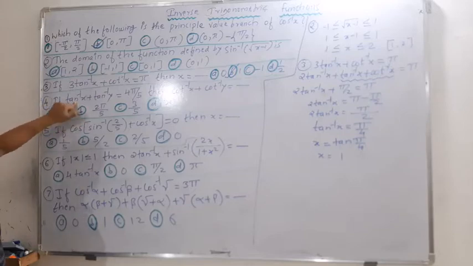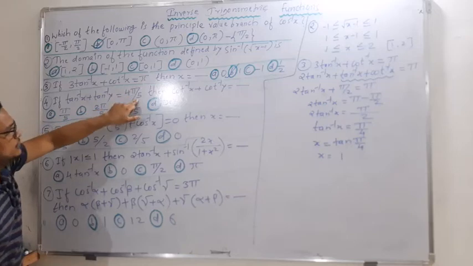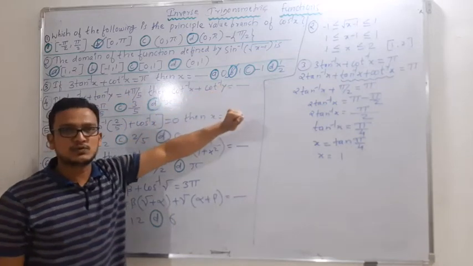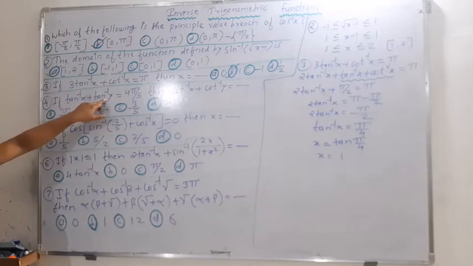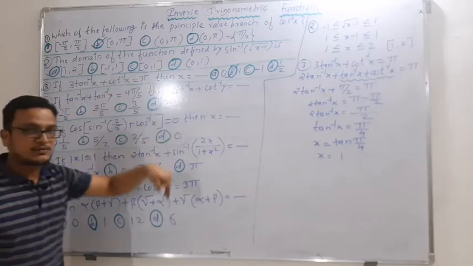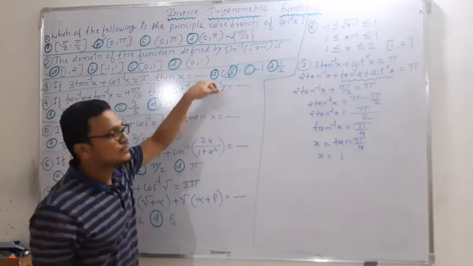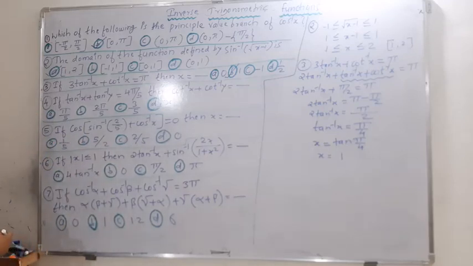If tan inverse x plus tan inverse y is equal to 4 pi by 5, then cot inverse x plus cot inverse y is equal to what? Okay. So they have given the condition: tan inverse x plus tan inverse y is equal to 4 pi by 5. But what answer have they asked? The value of cot inverse x plus cot inverse y. Okay. Then how to do this?